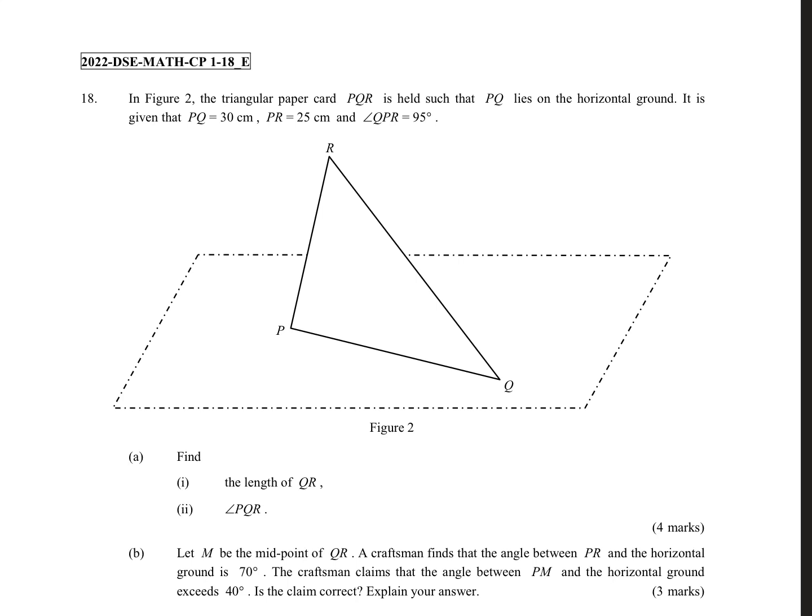So this video will be about a conventional question in paper 1 of DSE about application of trigonometry in three-dimensional space. We have a triangular paper card, PQR, drawn in figure 2. PQ is lying on the horizontal ground. PQ is 30, PR is 25 and angle QPR is 95 degrees.